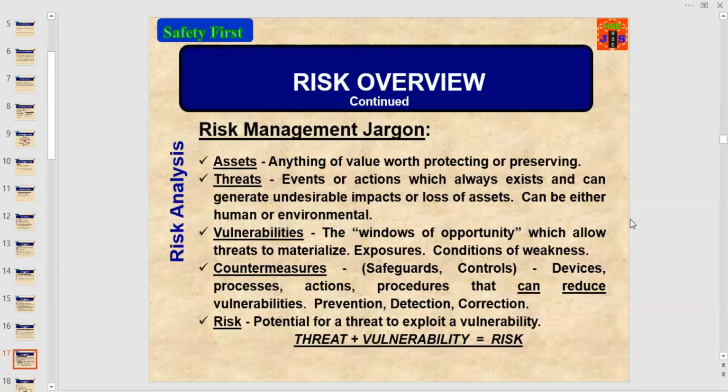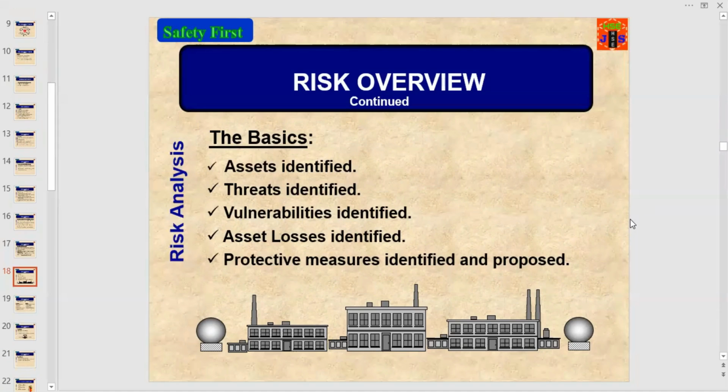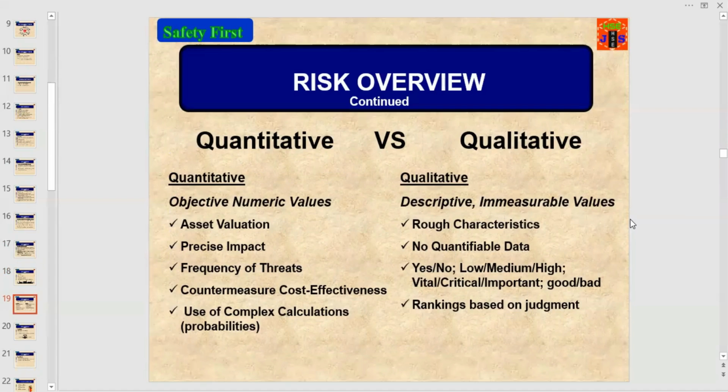Risk, as discussed before, is the potential for a threat to exploit a vulnerability. Threat plus vulnerability is equal to risk. This is the shortest possible definition of risk. The basics of risk analysis are assets identification, threats identification, vulnerabilities identification, asset losses identification, and protective measure identification and proposal. There are two types of risk assessment, quantitative and qualitative.